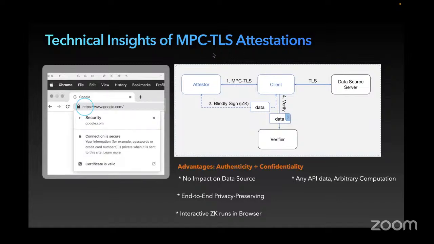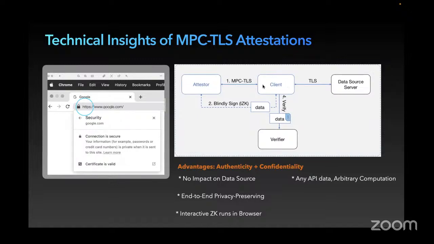with the MPC-TLS technology, there is a role we call an attester, who monitors the conversation between the client and the data source server, say a Google server or Binance server. He makes sure all the data coming from that server is correct, not from a different API endpoint or fake data. The attester will not see any piece of raw data because all the data is encrypted, and the encryption key, which we call the session key, is actually only held by the server and the client.